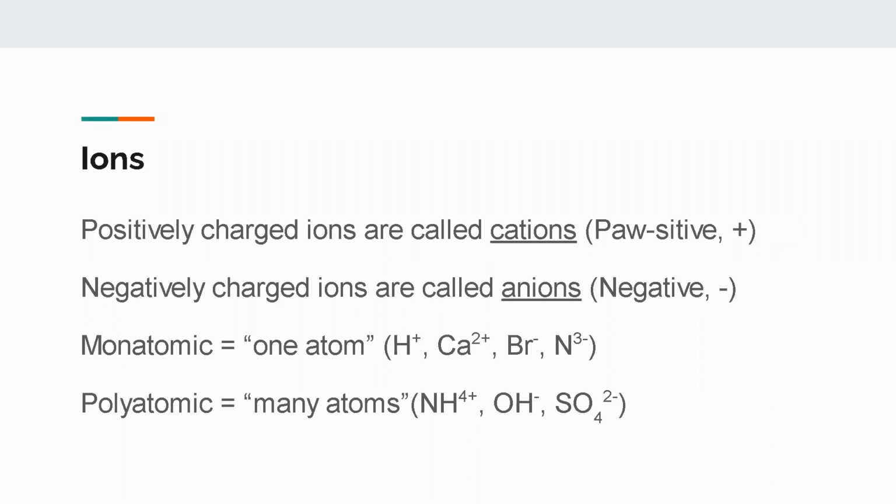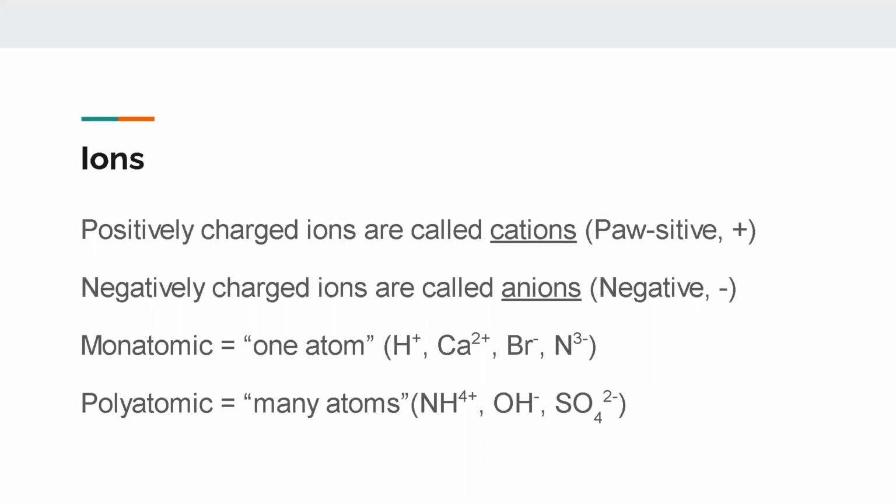Positively charged ions are called cations, and negatively charged ions are called anions. A good way to remember this is cations are positive, like cat and paw, so cations are positive. Then anions would be negative. That is very important terminology to remember.